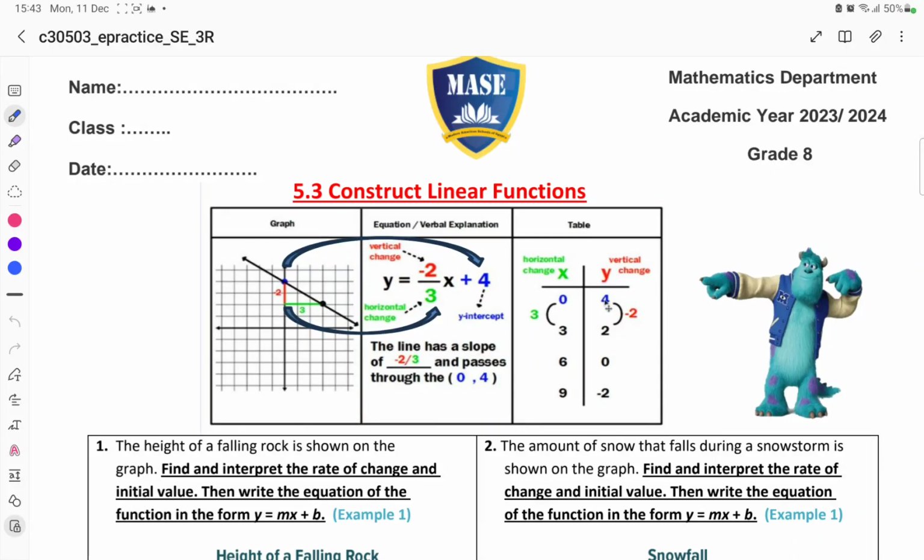Students, today is a new video, 5.3 Construct Linear Functions. You will be given a table and we want to get the equation, or you will be given a graph and you want the equation.